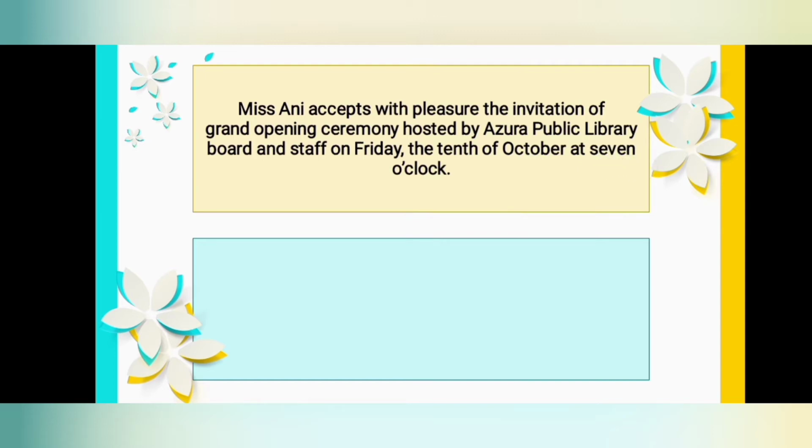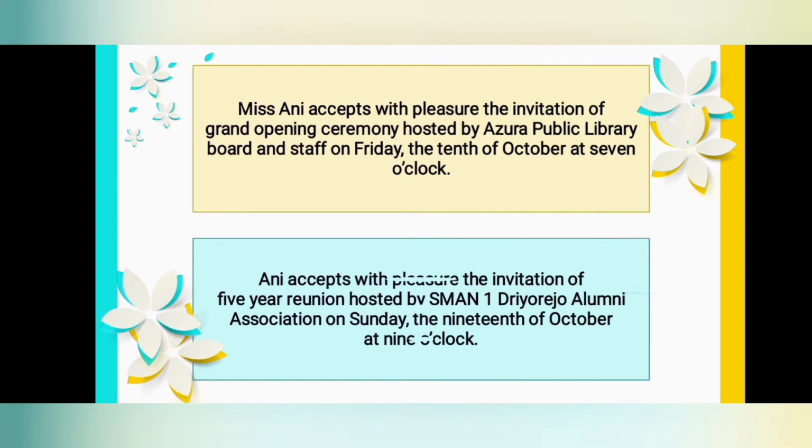The other examples. Ini adalah contoh surat balasan ketika saya diundang ke acara reuni. Nah, misalnya nih, saya alumni dari SMA Negeri 1 Driyorejo. Nah, terus saya mendapatkan undangan reuni.